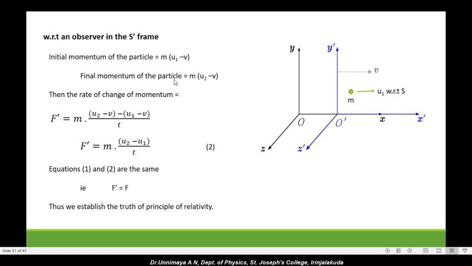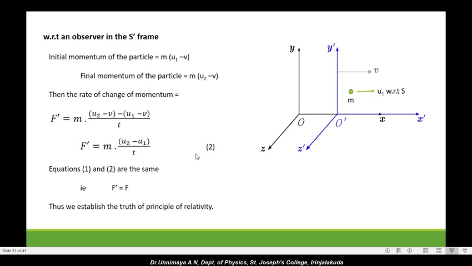Similarly, final momentum of the particle is equal to m into (u2 minus v). Then what will be the rate of change of momentum? Rate of change of momentum will be equal to F prime in the case of S prime frame, which will be equal to m(u2 minus v) minus m(u1 minus v) by t. M taken as common, so m into [(u2 minus v) minus (u1 minus v)]. Taking this minus inside, u2 minus v minus u1, minus and minus becomes plus, so plus v. So this minus v and plus v get cancelled. So F prime is equal to m into (u2 minus u1) by t.